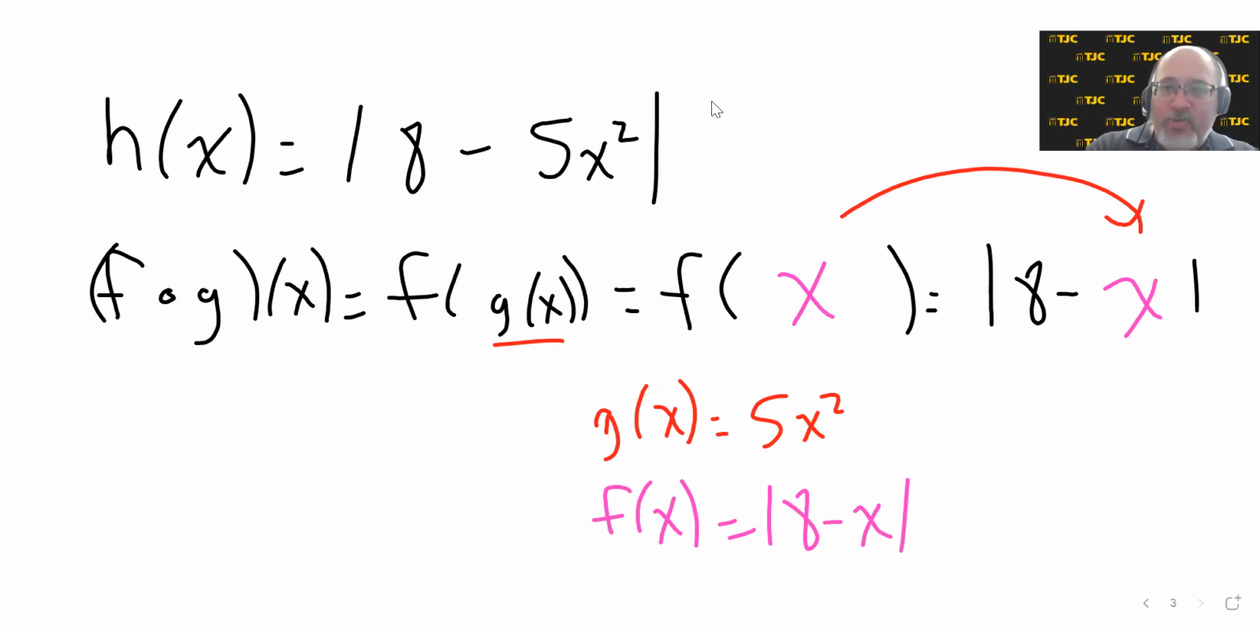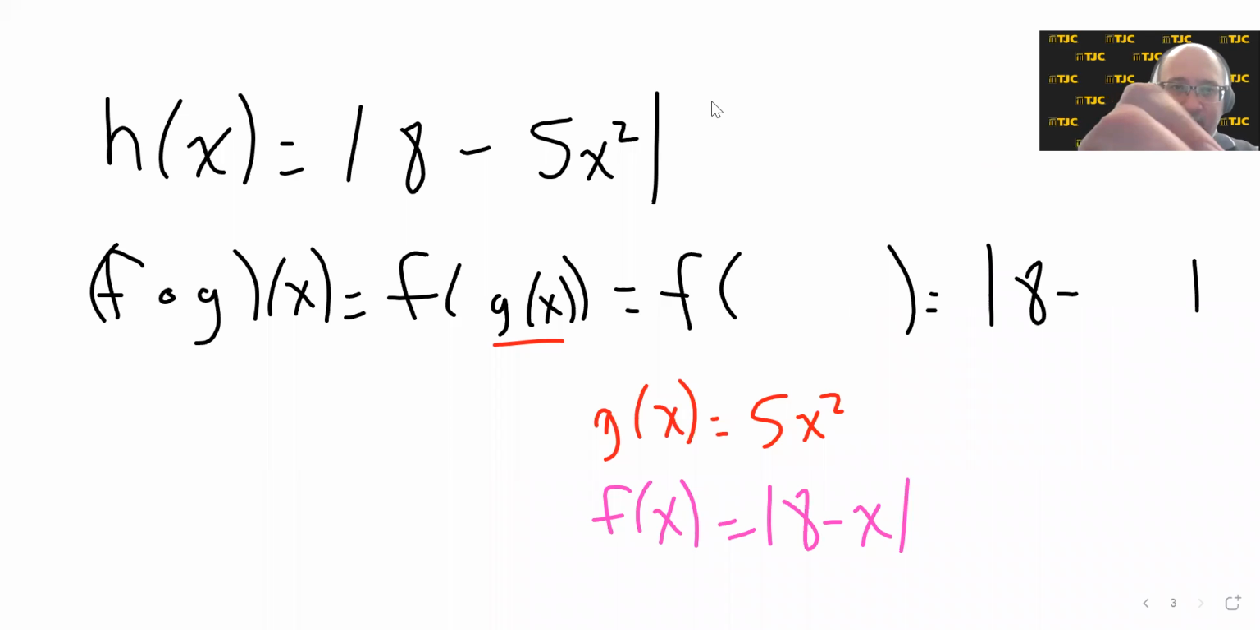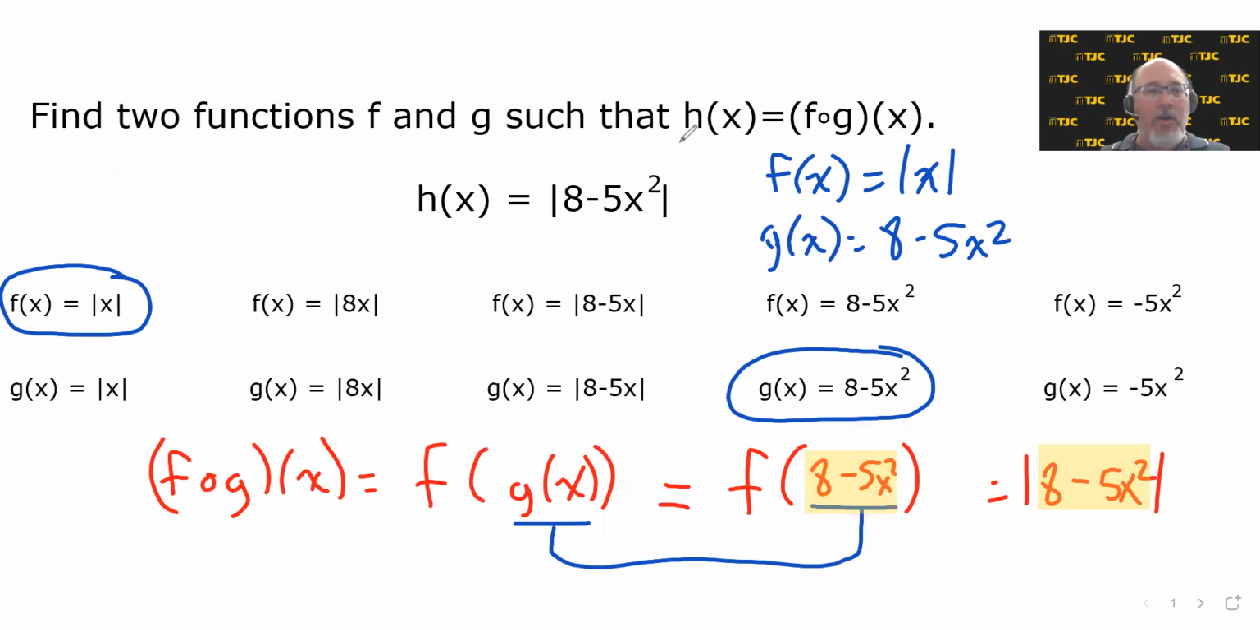I'm going to restore this back to the way it was because I just want it to look right. This was 5x squared. This was 8 minus 5x squared. So there's multiple ways to decompose a function into the composition of two other functions. But again, given the answer choices I had here, the only way we could have done f of g of x was if f of x was the absolute value of x and g of x was 8 minus 5x squared. And I'm going to push this envelope one step further.